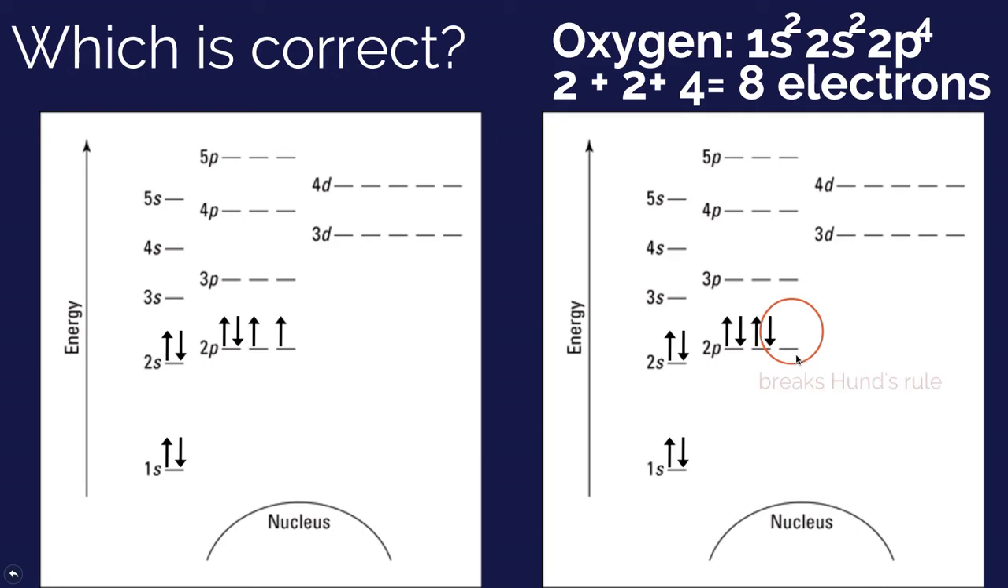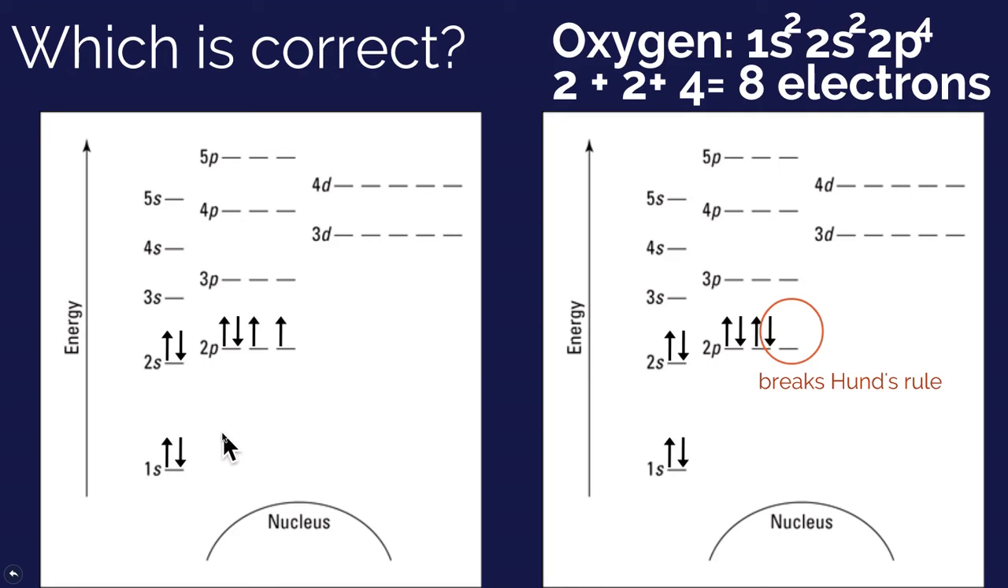So for that reason, this diagram on the right is breaking Hund's rule. So this would be the one that's wrong. The one that is correct is the one on the left, where you have 3 up arrows and then 1 down arrow in the 2p orbital. All right, so just keep that in mind.